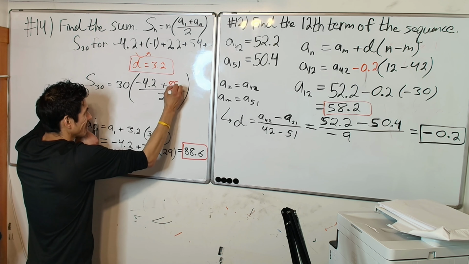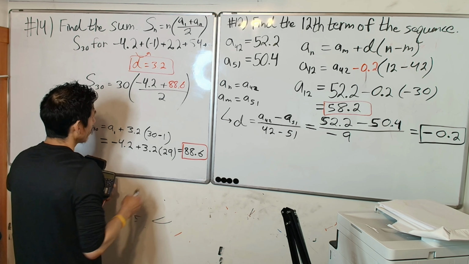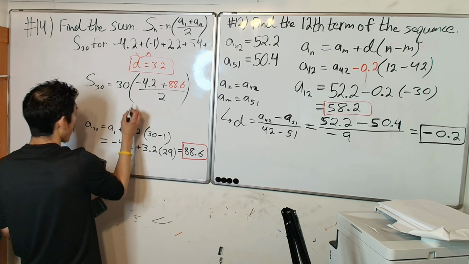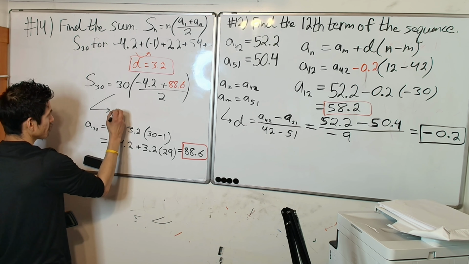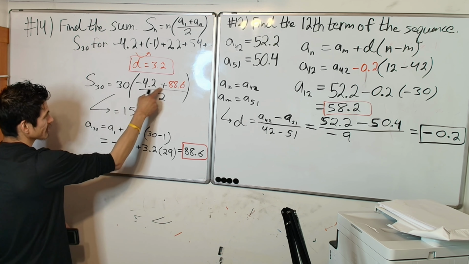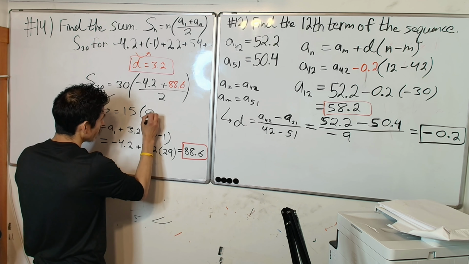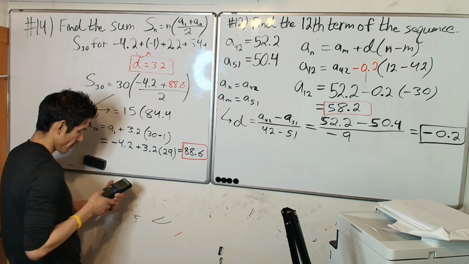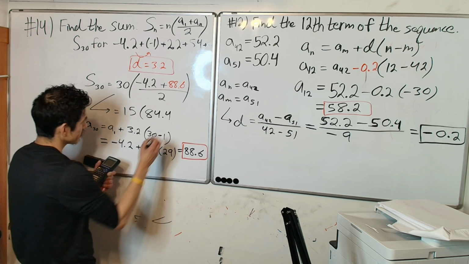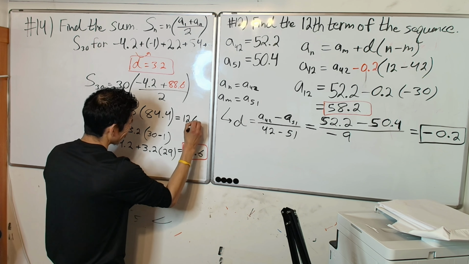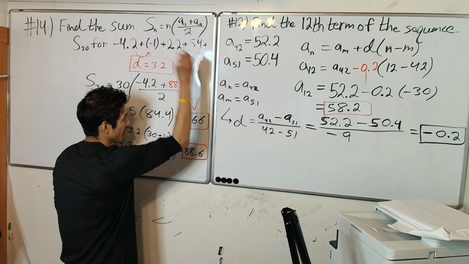Good old whiteboard. Now we evaluate. So this will be 80. Where can I write this? Over here. So 30 over 2 is 15. So 15 times, what is that going to be? 84.4, right? 84.4 times 15. 1266. Nice number. Final time. There we go.